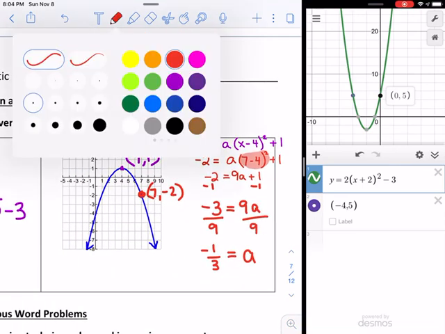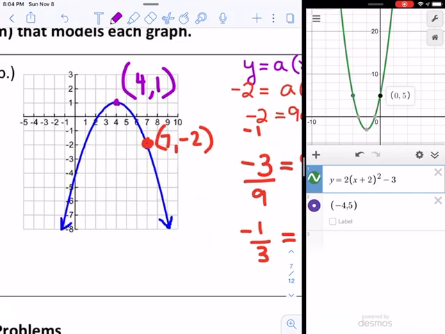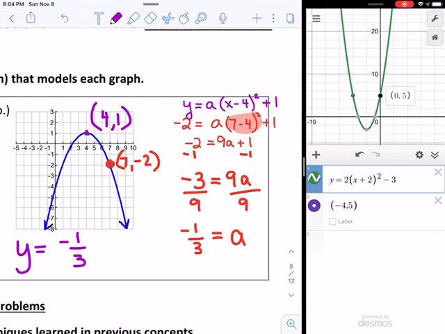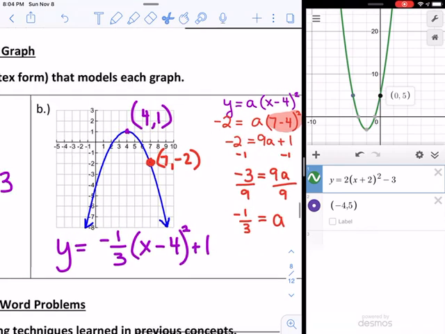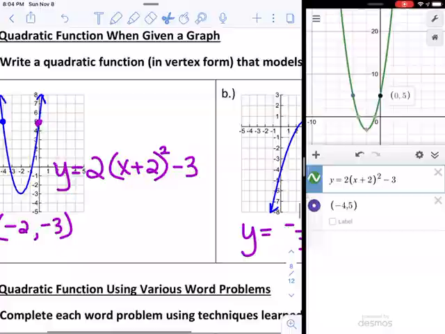There we go. So now to rewrite this all in vertex form, we have y equals -1/3, which we just figured out, multiplied by x minus 4 quantity squared plus 1. We could have done the same process to solve for a on the previous problem. I'll show you how it works.